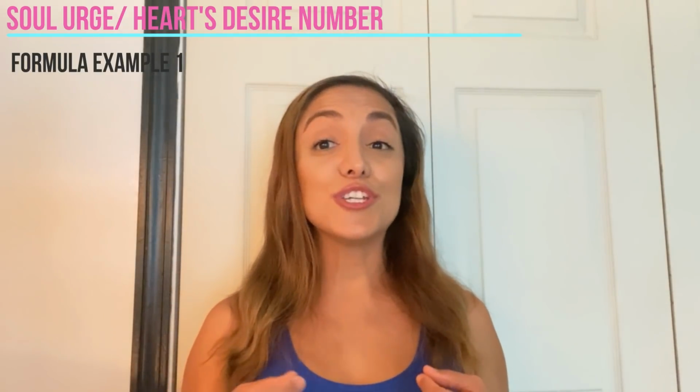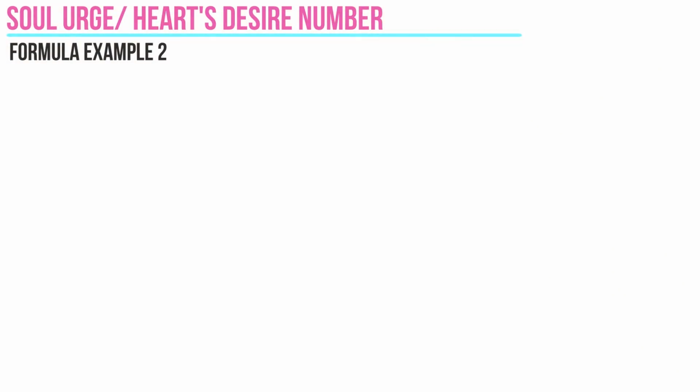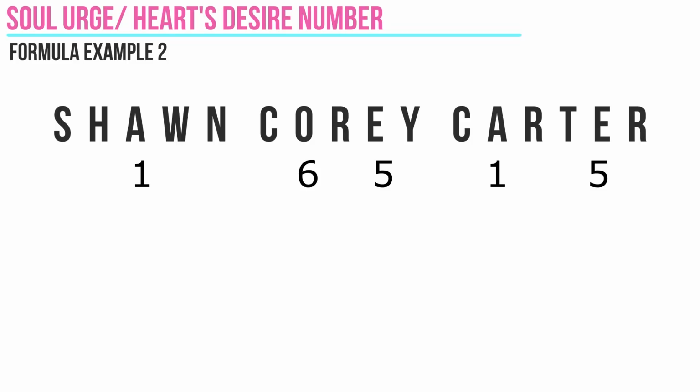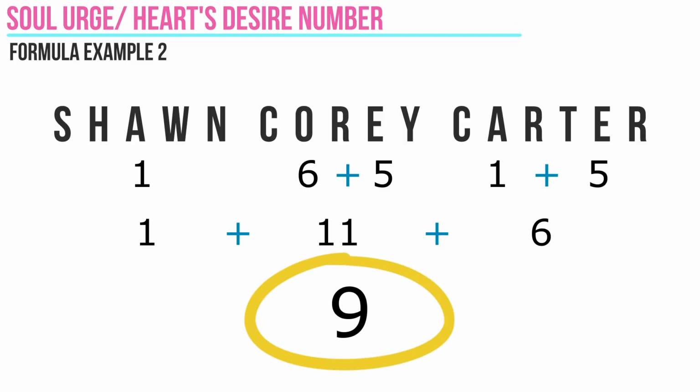And now we'll move on to hubby, Jay-Z's. So in his name, in Sean, we have the A. In Corey, we have the O and the E. In Carter, we have the A and the E. And that equates to a 1, and then a 6 plus a 5, and then a 1 plus a 5. So that means we have 1 plus 11 plus 6. And there goes another master number in his name. So we add the 1 plus the 11 plus the 6 and we get 18. And we add the 1 plus the 8 and we get 9. So his soul urge or heart's desire number is a 9.